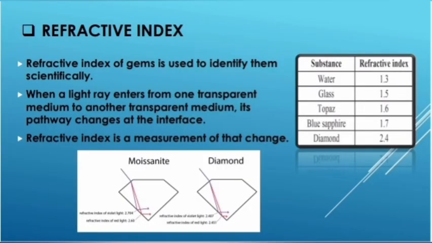Refractive index. Refractive index of gems is used to identify them scientifically. When a light ray enters from one transparent medium to another transparent medium, its pathway changes at the interface. Refractive index is a measurement of that change. In the table, you are given the refractive indexes of some substances.